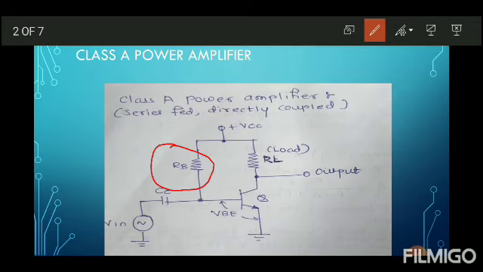Since load RL is connected directly in the collector circuit, this amplifier is called series fed directly coupled amplifier. So here this RL is directly coupled with the amplifier. So since RL is directly coupled in the collector circuit, this amplifier is called as series fed directly coupled amplifier. And this CC is your coupling capacitor.